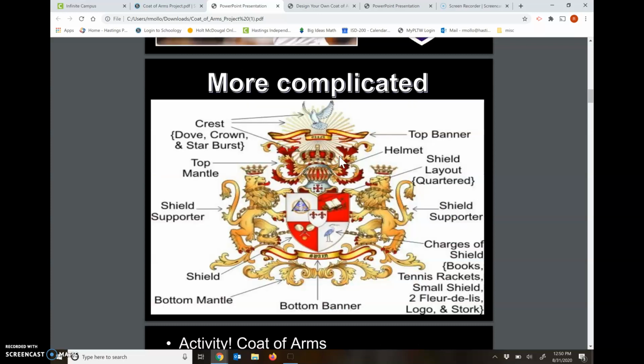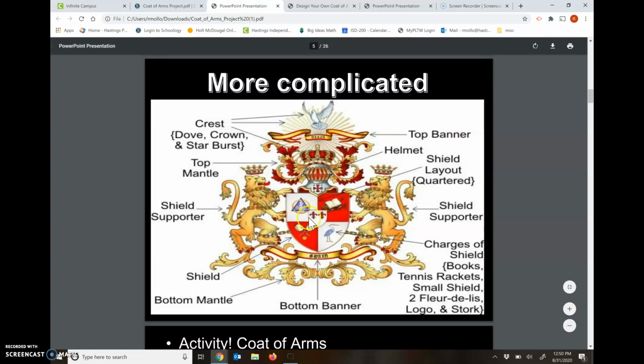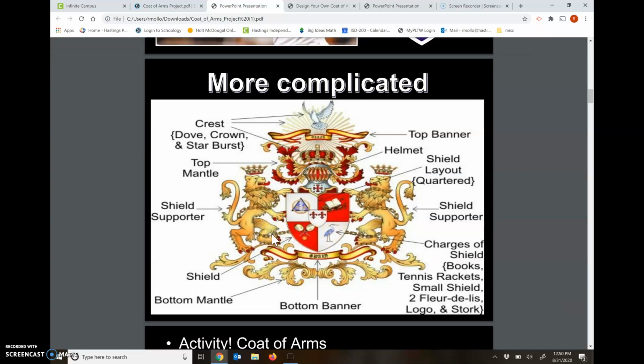Okay, here's one that's a little more complicated. You're probably used to seeing something more like this. Maybe the lions mean something, maybe the red means something, maybe the white means something. Those are your favorite colors. And then you'll see inside the coat of arms, they even have a book there, some kind of bird. It looks like tennis rackets, so things that are important to this person.